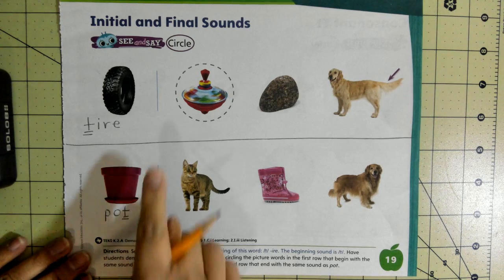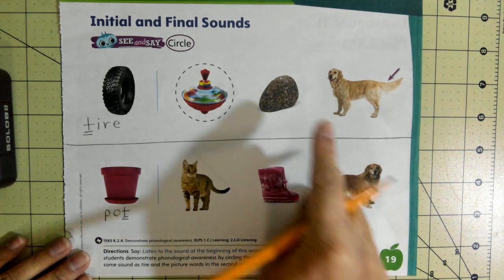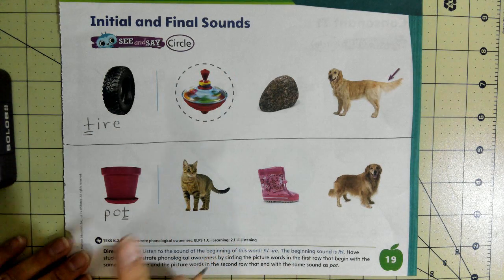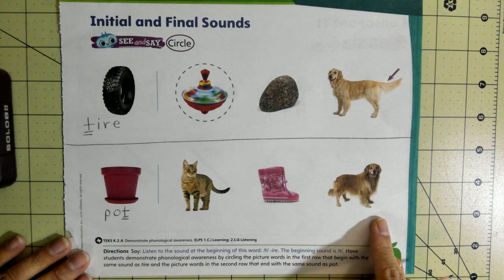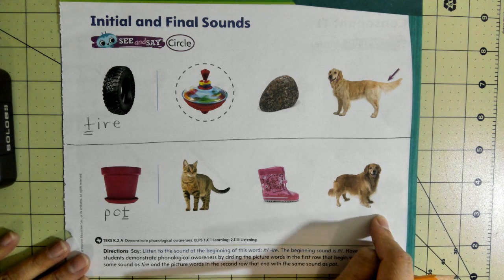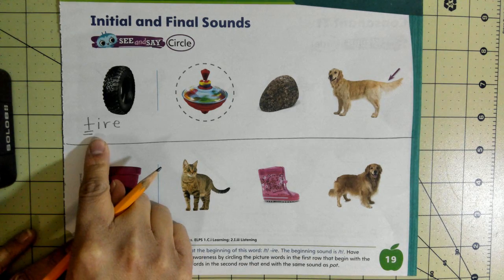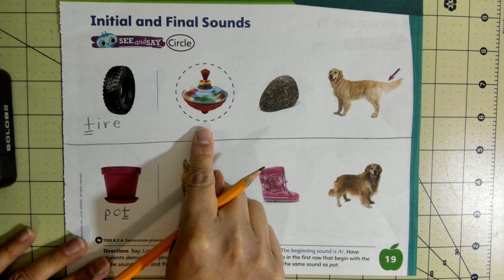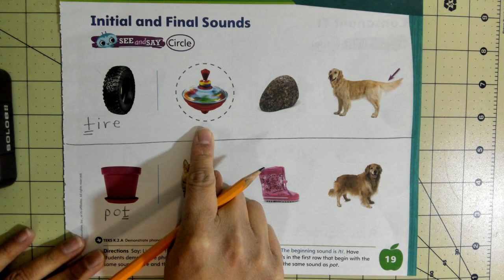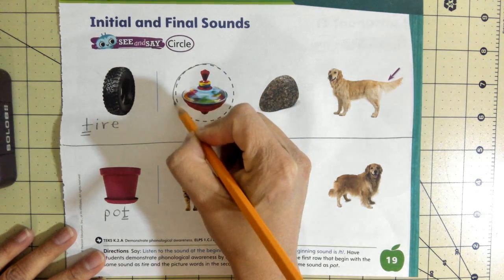Okay? So in this row, we're going to say each word, and we're going to circle it if it begins with t, if it's the first sound. In this row, we're going to say each word and circle it if it ends with t, so if it's the last sound. So here, tire. Let's say each word. Top. Does top begin with t? It does, so we will circle it.